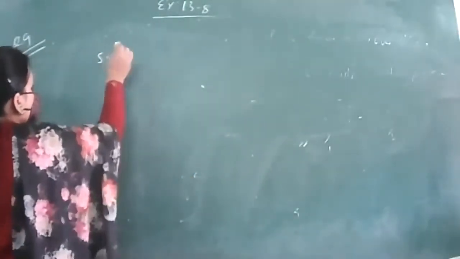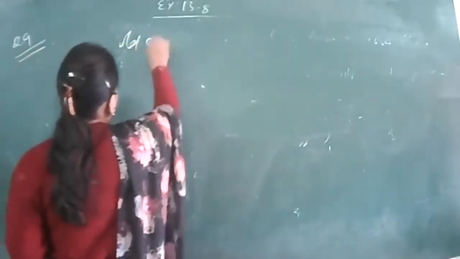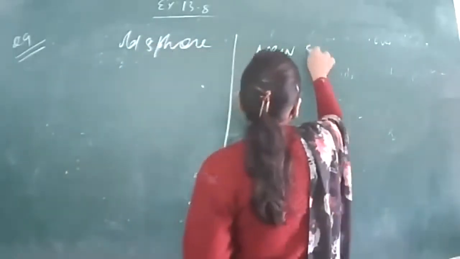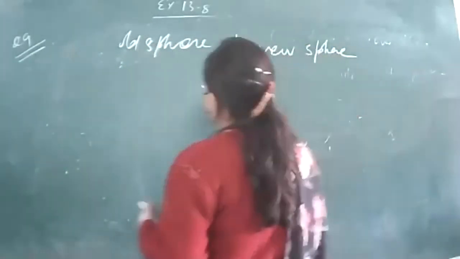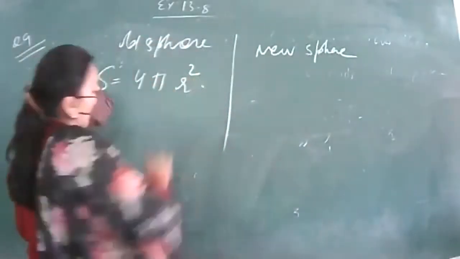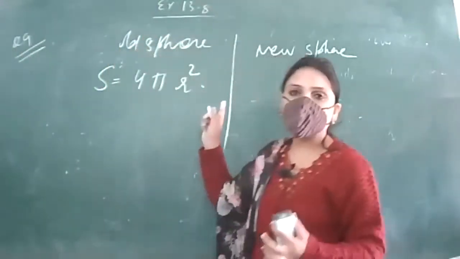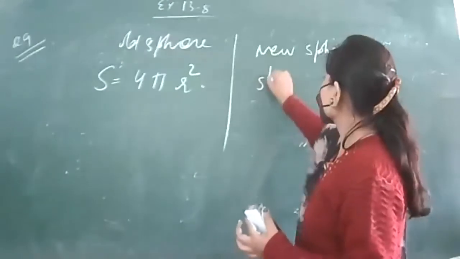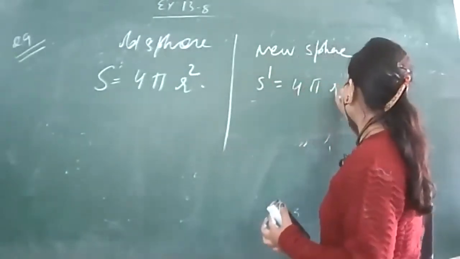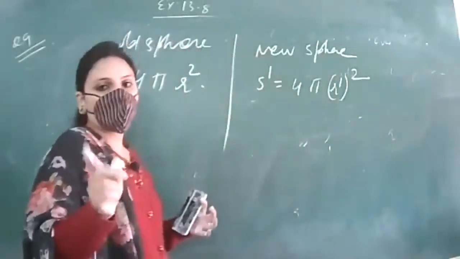Yes, absolutely. Now write the surface area, first the old sphere, then the new sphere. S, the surface area, formula is 4 pi r square. 4 pi r square is the formula. Keshav, please mind it. S dash, the surface area of the new sphere, is 4 pi r dash square.